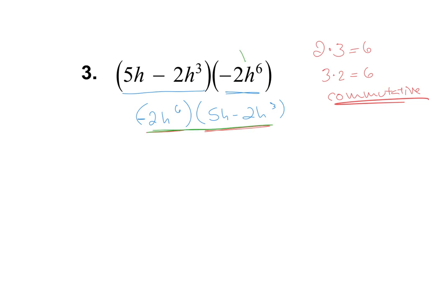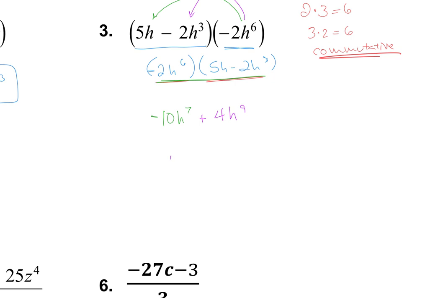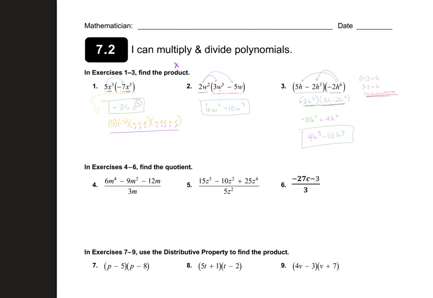And what I would have done instead is just say, hey, listen, I'm going to multiply like this and get negative 10h to the 7th. And then positive 4h to the 9th. Now, I would rewrite this because I want it to be in standard form. And if you're like, why is this standard form? Because the 9 is bigger than 7, so he goes out first.